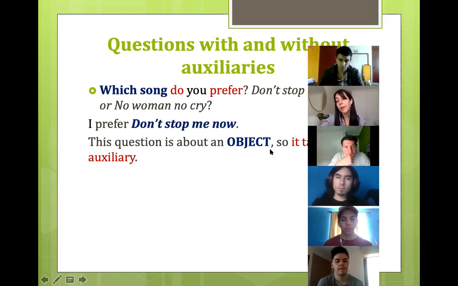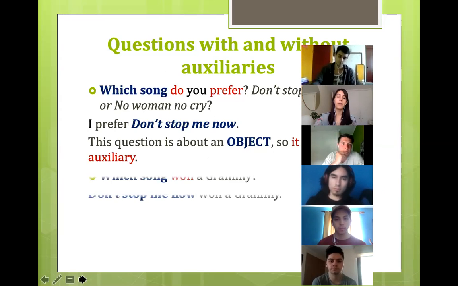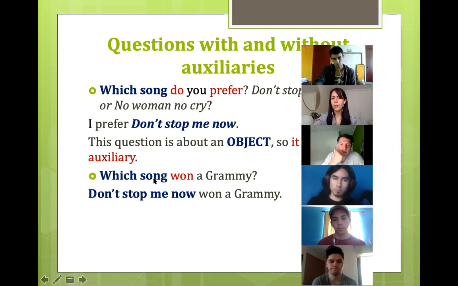This question is about an object. Of course, the object is the song, you see, not you. So it takes an auxiliary. But in the question, which song won a Grammy, and I answer, Don't Stop Me Now won a Grammy, the question word and the subject in the answer is the same. So we can say that the subject in the question is the question word. And that is why we don't need an auxiliary.